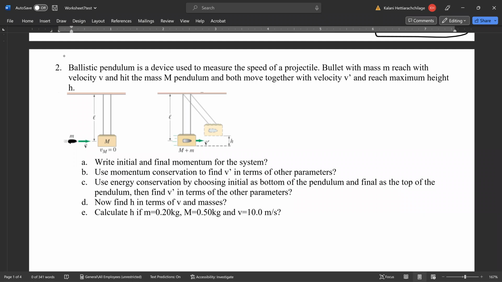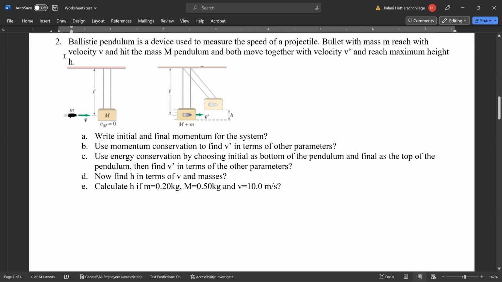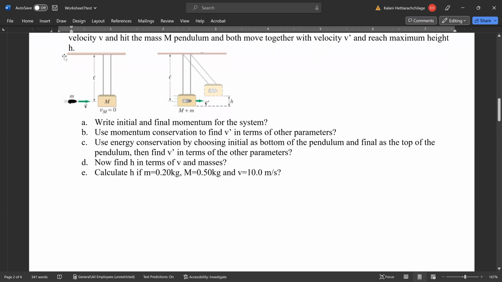Both move together with the velocity V prime. V prime is here after it hit and inserted inside. M plus M both are moving with V prime. And after that, it's going to reach the maximum height, as you can see, as H. Okay. So now let's move into the question. Now part A.